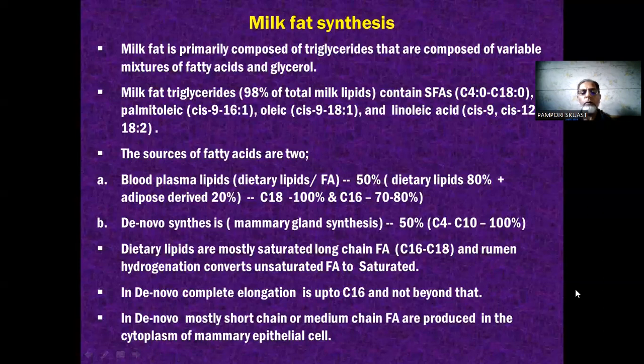Only the portion produced by the mammary gland itself through de novo synthesis will contain small chain fatty acids, not long chain, and maybe some unsaturated too. In de novo synthesis, complete elongation is up to C16 and not beyond that. So the maximum length of fatty acids produced by de novo synthesis will be C10. Mostly short or medium chain fatty acids are produced in the cytoplasm of the mammary epithelium.